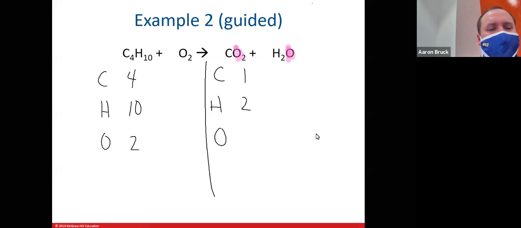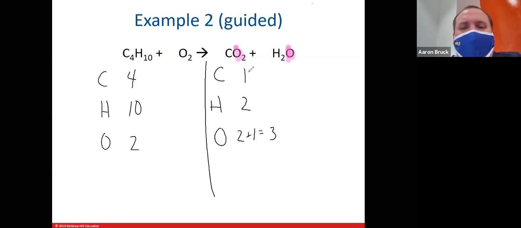Since I have oxygen in the carbon dioxide and the water, I have to account for both of those. So the way I'm going to do that is by adding, knowing that each time I change one of them, I'm going to have to do a new addition to see how it was affected. So I have 2 oxygens in the carbon dioxide. I have 1 in the water, 3 total right now. And so we can see that from a conservation standpoint, this equation is a mess. None of the elements are balanced.